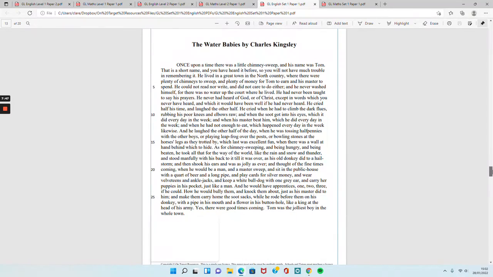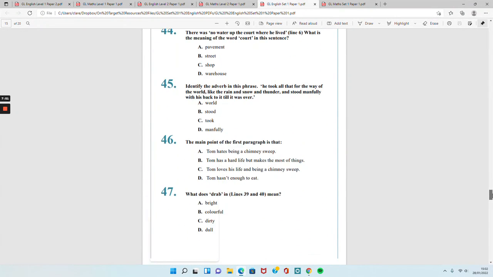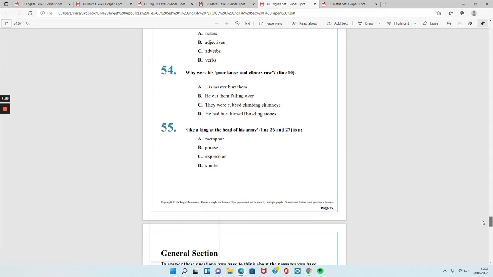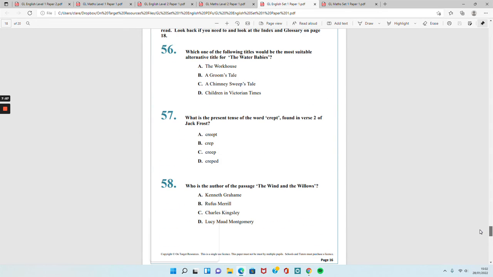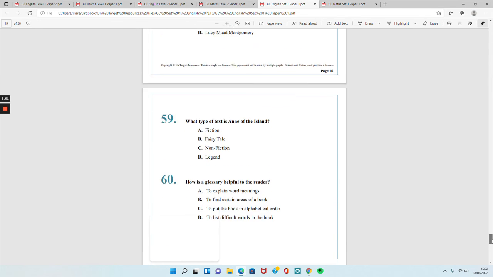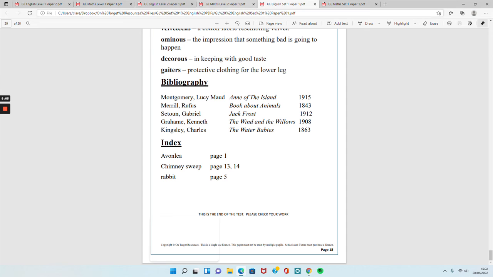And then another comprehension. Another 15 questions, and then your 5 questions at the end for your general section. So longer, a little bit more content, but hopefully they've been through level 1 and level 2. They've set themselves up to succeed for level 3.